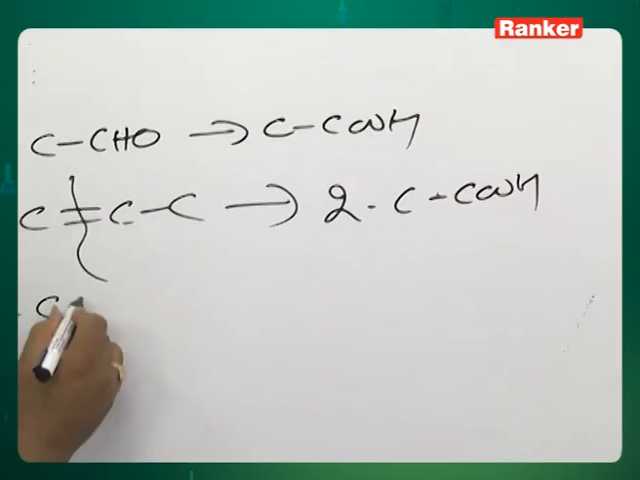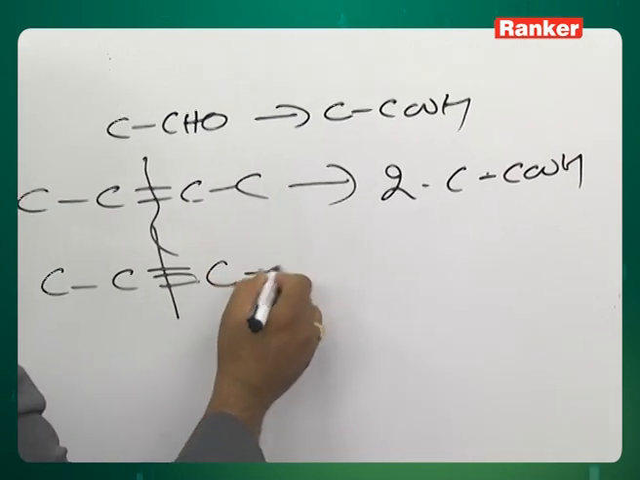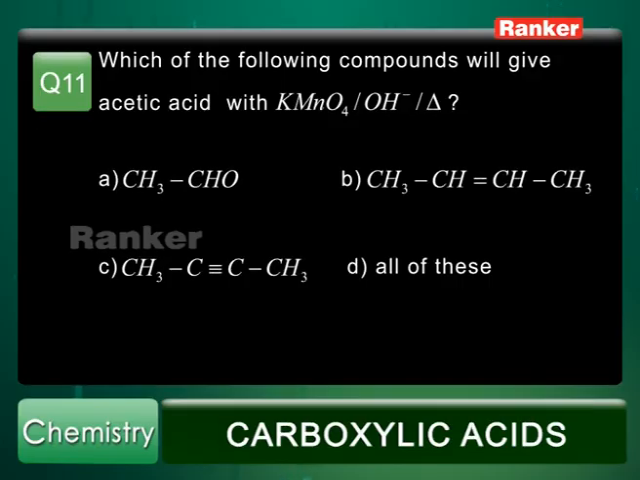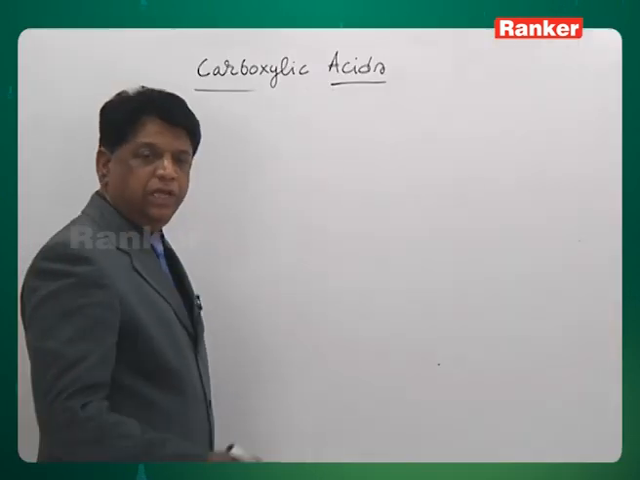Alkynes also will undergo this type of cleavage and you will get 2 moles of acetic acid. Therefore, A, B, C are all right, so the answer goes to the single option, D, which is the right answer. So let us go to the 12th question.